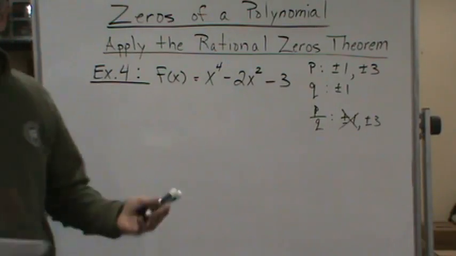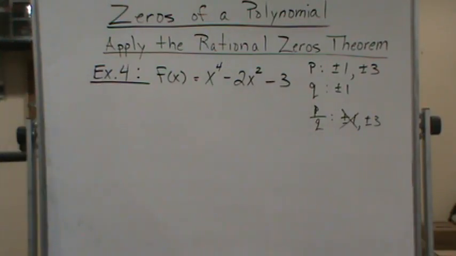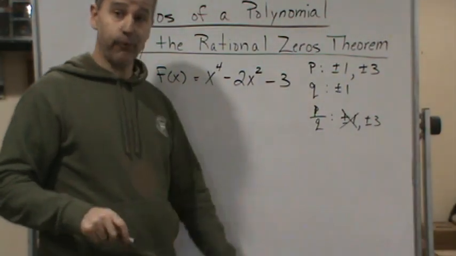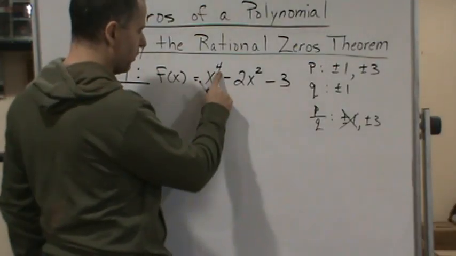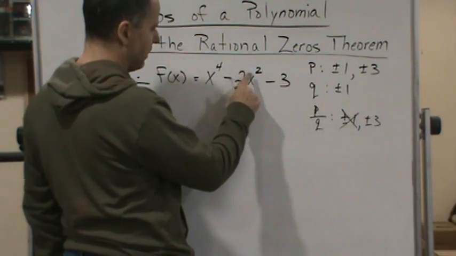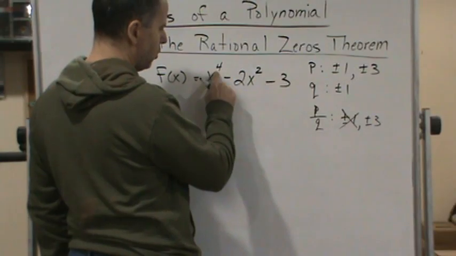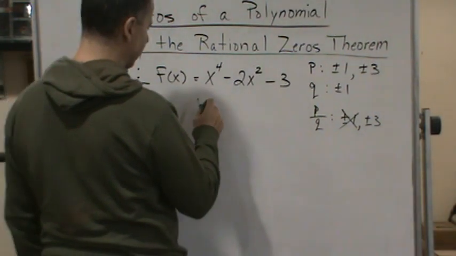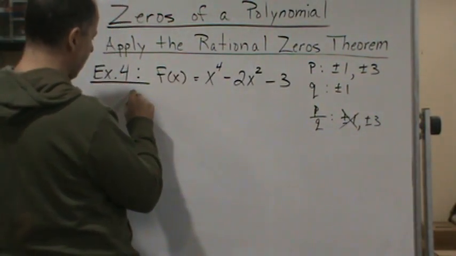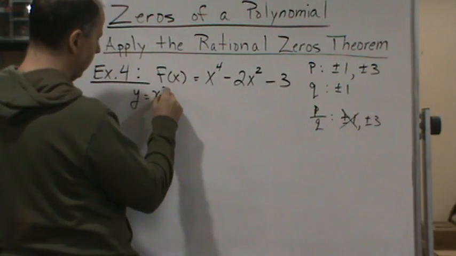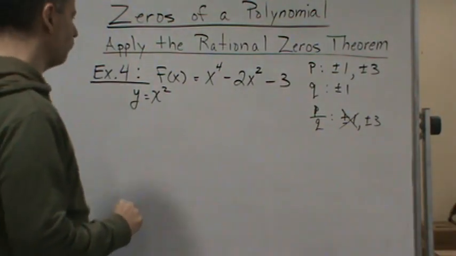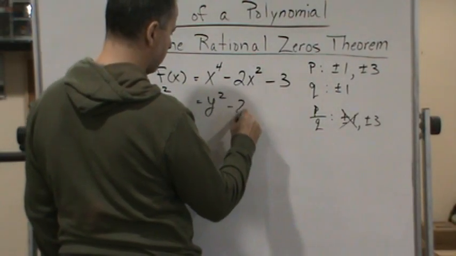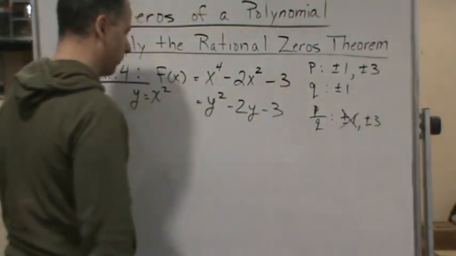This actually fits one of the things we've talked about before. It is quadratic in form, right? This exponent is double this exponent. As soon as we see that, we can write this as quadratic in form, which means I could say, okay, let y equal x squared. Which means I can write this as y squared minus 2y minus 3.